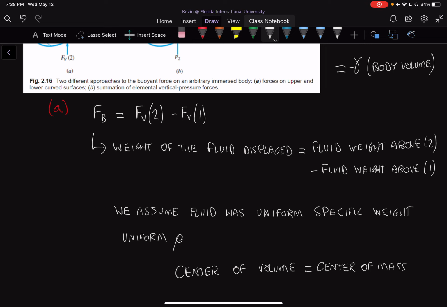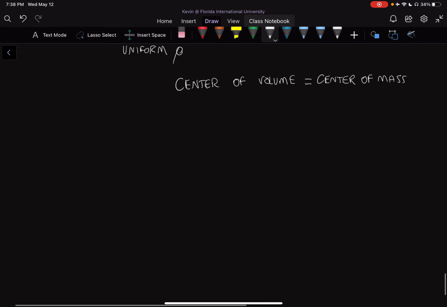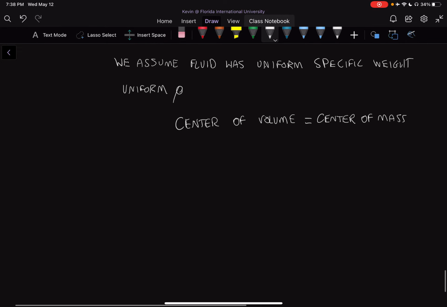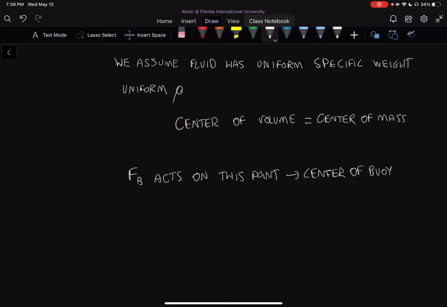Now the force of buoyancy acts on this center of volume, or center of mass. The force of buoyancy acts on this point. And we can call this the center of buoyancy, or we can label it CB, or B sometimes.